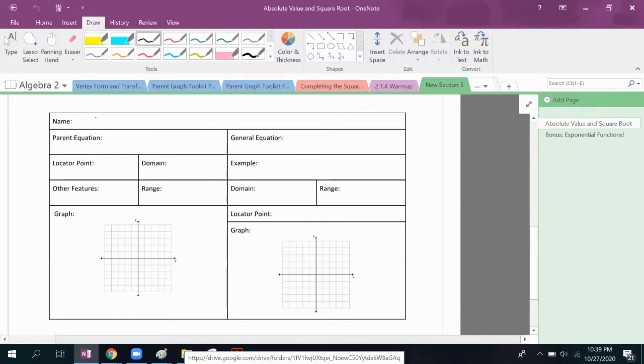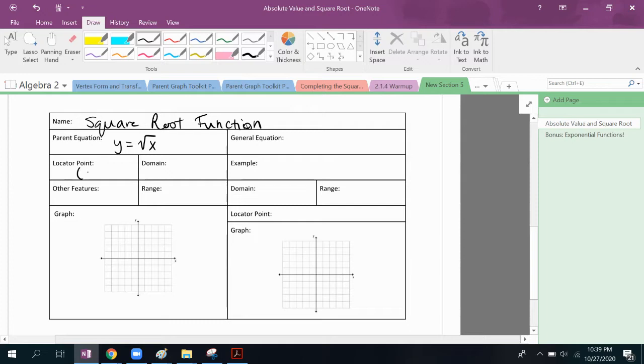All right, let's talk about our square root function. So the parent equation of this guy is y equals the square root of x. Our locator point is our good old friend, the origin, (0, 0). Our domain is actually restricted in this case because negative values don't work. So x needs to be greater than or equal to 0 to make our square root happy.